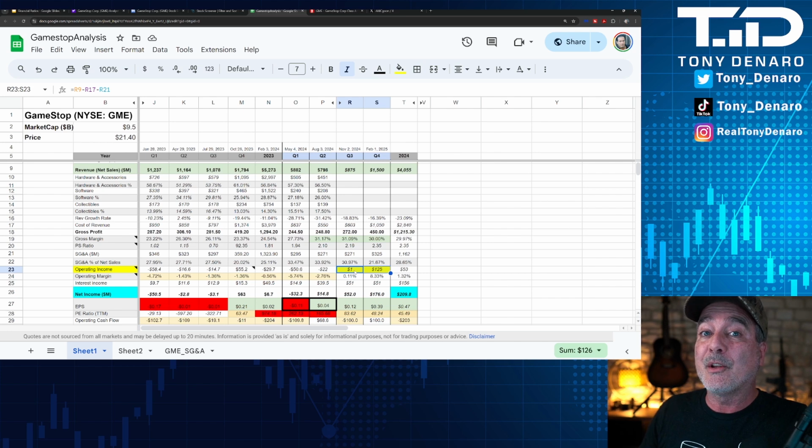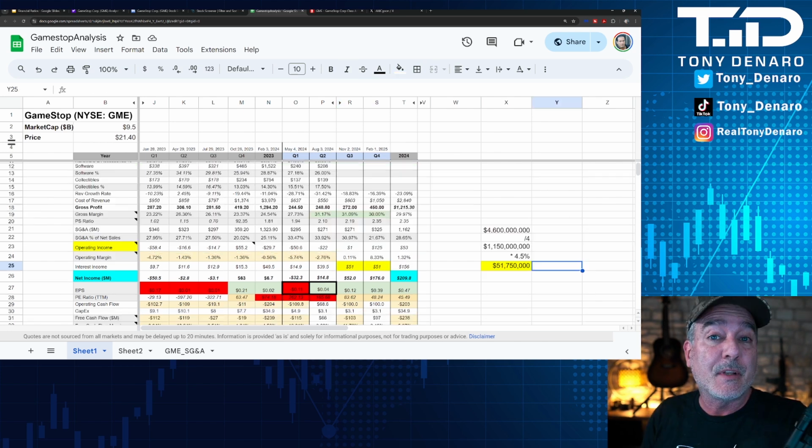The next thing that we're going to look at is the interest income. Let's assume for the last 2 quarters of the year, Q3 and Q4, that the company has $4.6 billion in cash and that they are able to earn 4.5% on that per quarter. That would yield just over $51 million interest income per quarter.